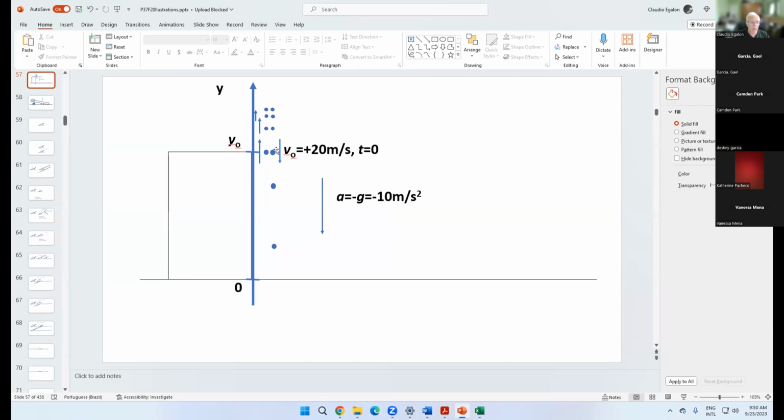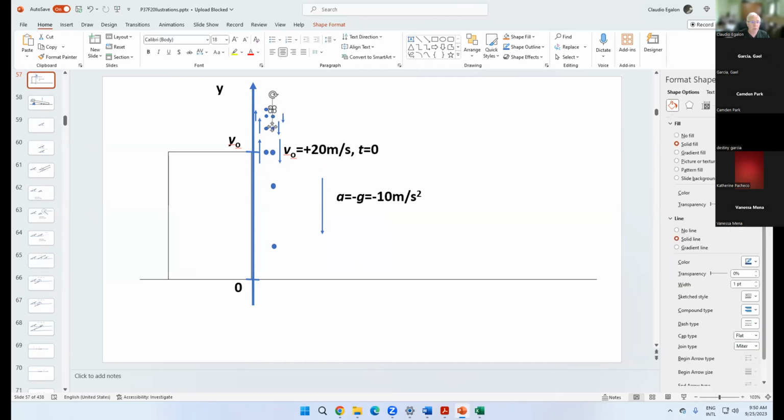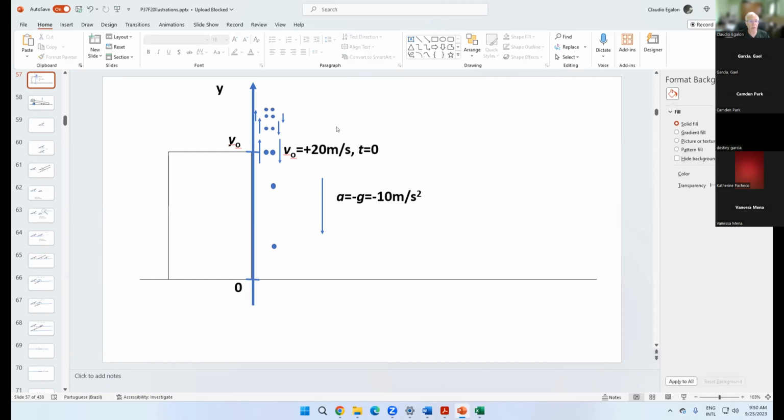Here is going to be downwards as well, but it's going to be shorter, right? The next one is going to be even shorter, the same length as the other one that I put on the left side. If the particle here is at rest, the representation here is going to be just a dot.